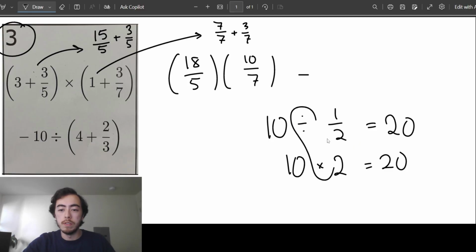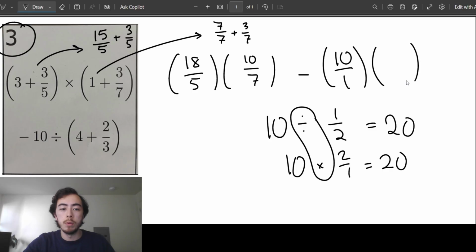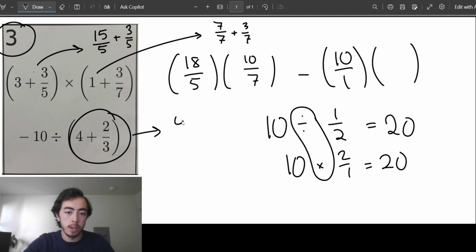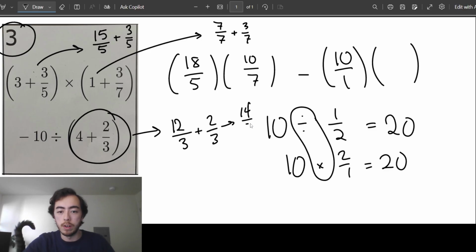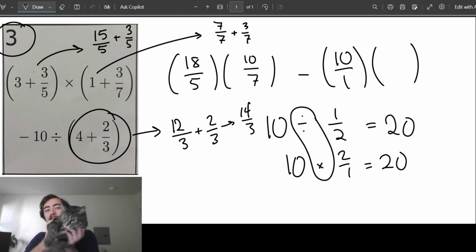So if you change division to multiplication, you can do that as long as you take the reciprocal, or the flip, of the second number. So that's what I'm doing here. 10, we'll just call that 10 over 1 to make it a fraction, and we'll multiply the reciprocal of this number. So 4 is the same thing as, let's see, I want my denominator to be 3, and so that is just 12 divided by 3. Adding on the 2/3 gives me 14 thirds.